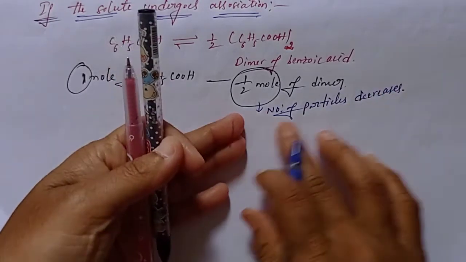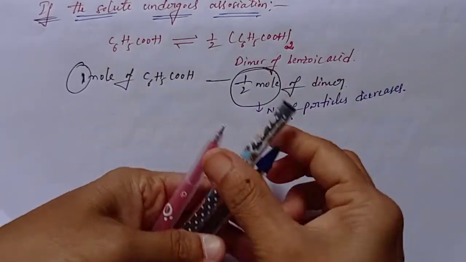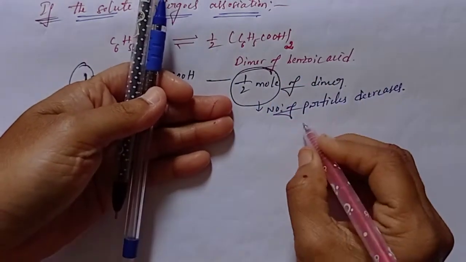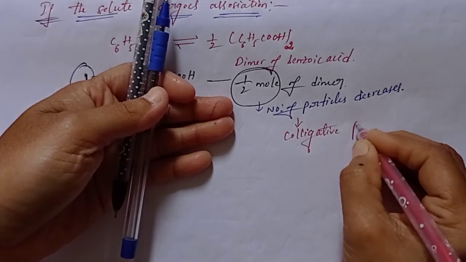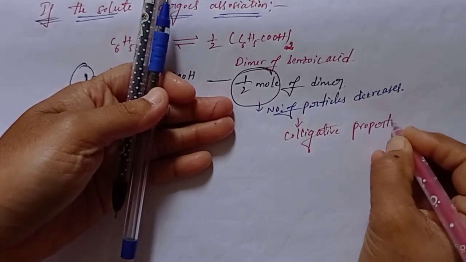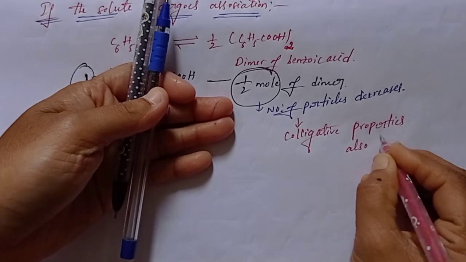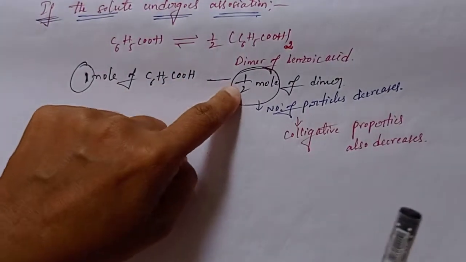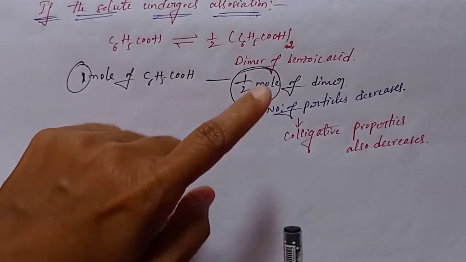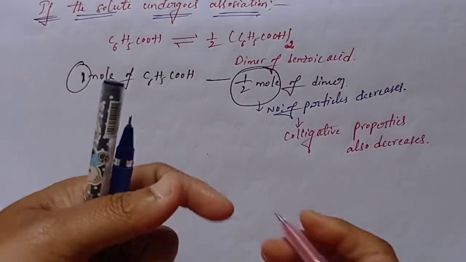Understood? The number of particles decreases. When the number of particles decreases, what will happen, students? Colligative properties also decrease. Understood? So when the number of particles decreases, colligative properties also decrease. So that's what we can say.